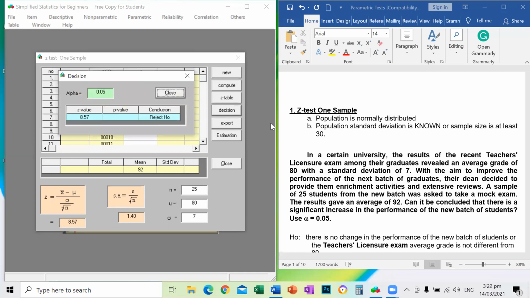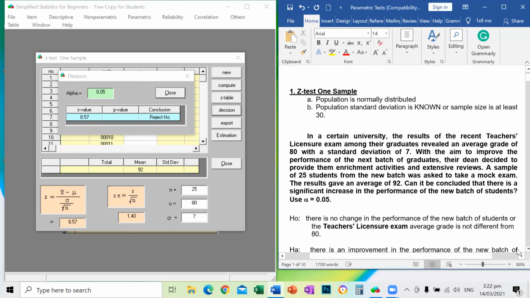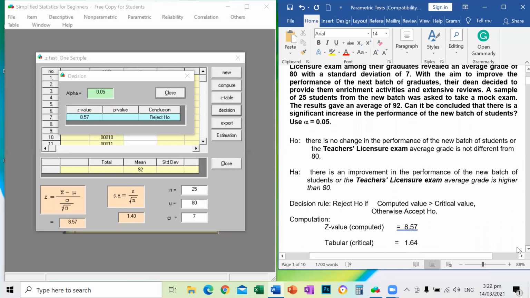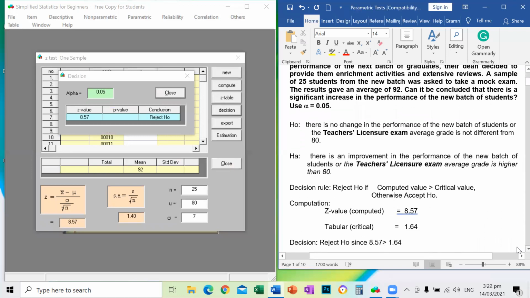So your Z value or computed value is 8.57. And in this problem, we have a two-tailed test, given this alternative hypothesis. The problem asks, can it be concluded that there is a significant increase? This is actually your alternative hypothesis. So given your H0, and then this one is your HA.